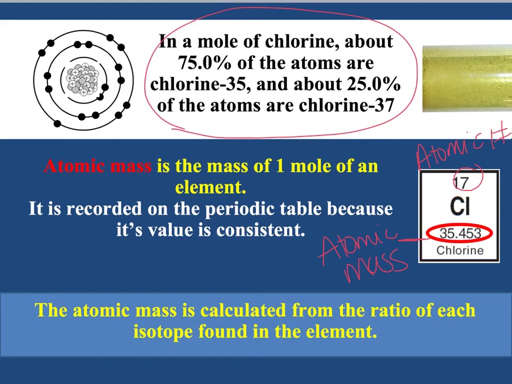The atomic mass is a measurement of 1 mole of that element. And again, 1 mole is the same as saying 6.02 times 10 to the 23 particles. Okay? This number is on the periodic table because it doesn't really change. The value pretty much stays the same. So consistent just means stays the same.